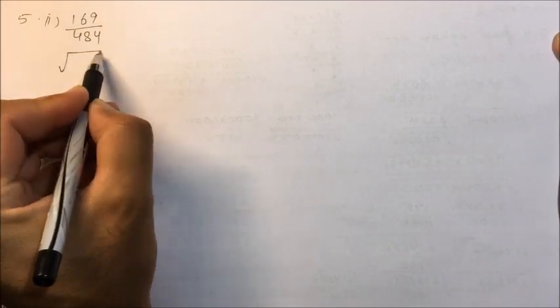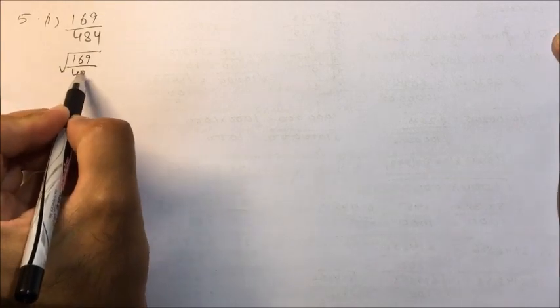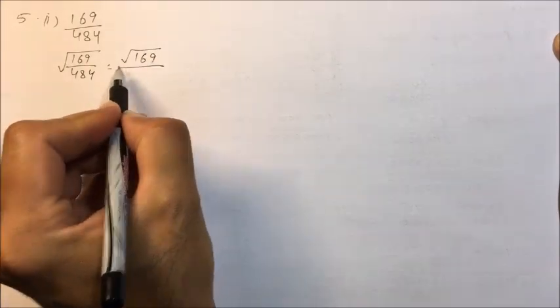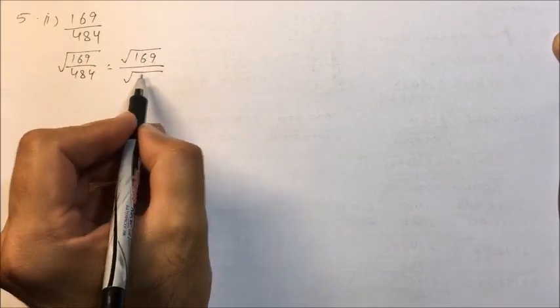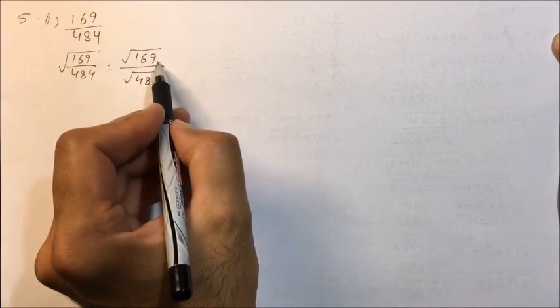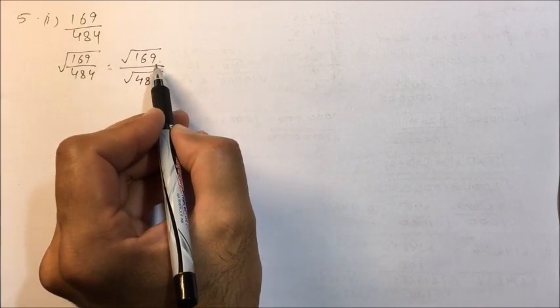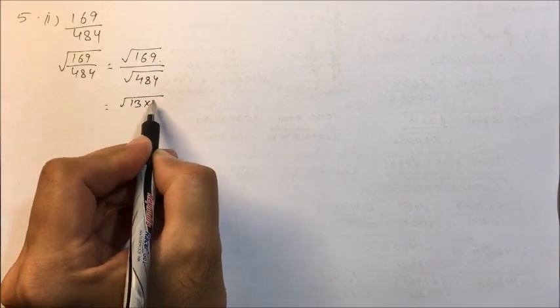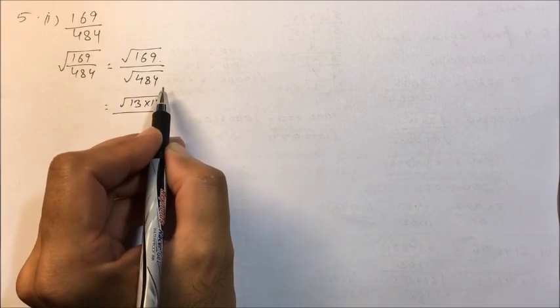Fifth question, first, it is 169 divided by 484. Its square root we have to find. So its square root 169 divided by 484 will be equal to, we can take the square roots individually. Square root of numerator, square root of denominator, 484. So 169 is the square of 13. So it can be written as root of 13 into 13 divided by 484.